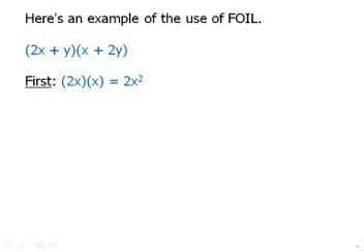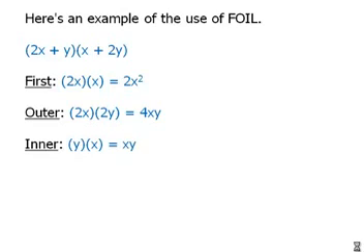Now we're going to look at the outer products. That would be the 2x at the beginning and the 2y at the end. That product is 4xy. Now we'll look at the inner products. That would be the y times the x right in the middle. Y times the x, that's xy. And then we'll look at the last. So that would be y times 2y, which would give 2y squared.